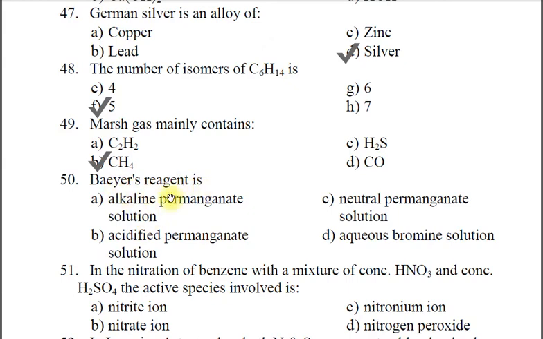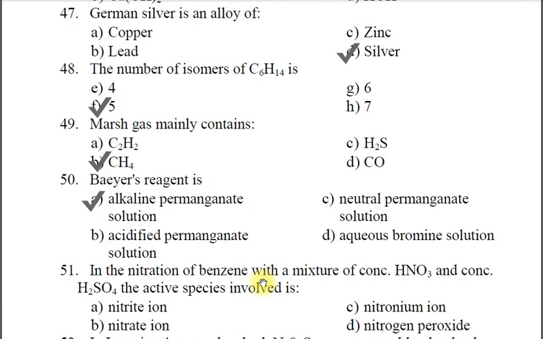Baeyer's reagent is A. Alkaline permanganate solution, B. Acidified permanganate solution, C. Neutral permanganate solution, D. Aqueous bromine solution. And the correct answer is the option number A. It is alkaline permanganate solution. This is used for detection of unsaturated bonds.